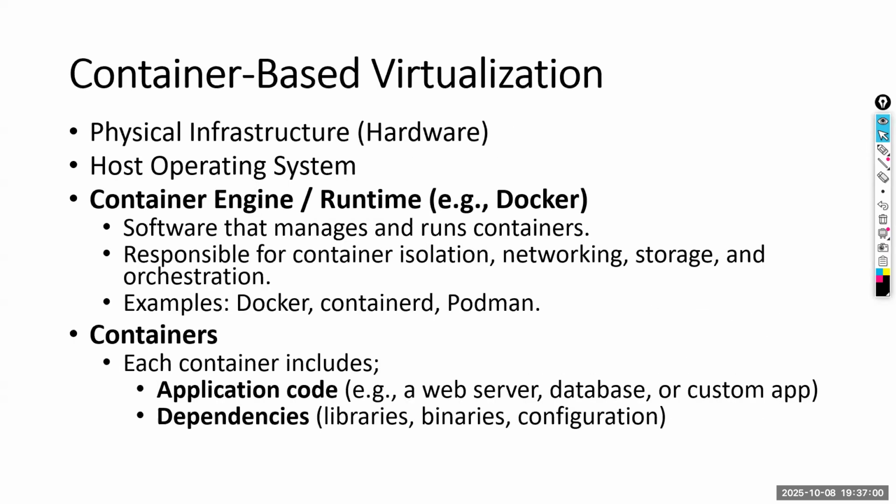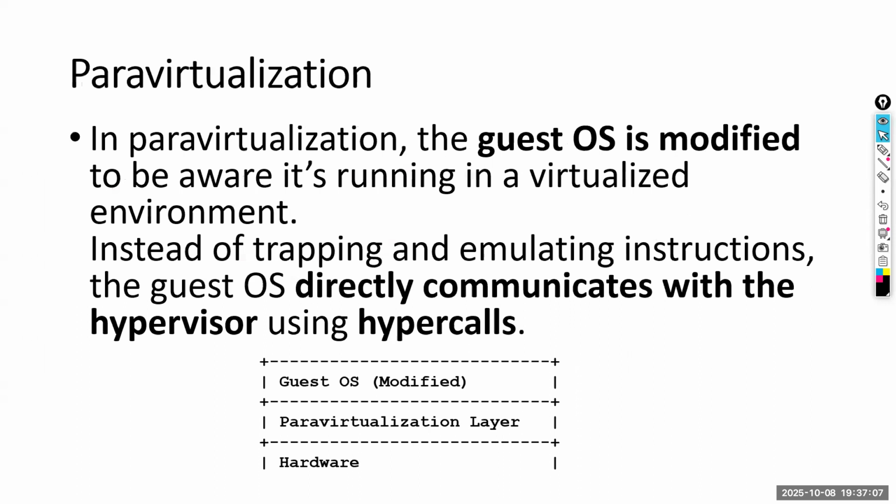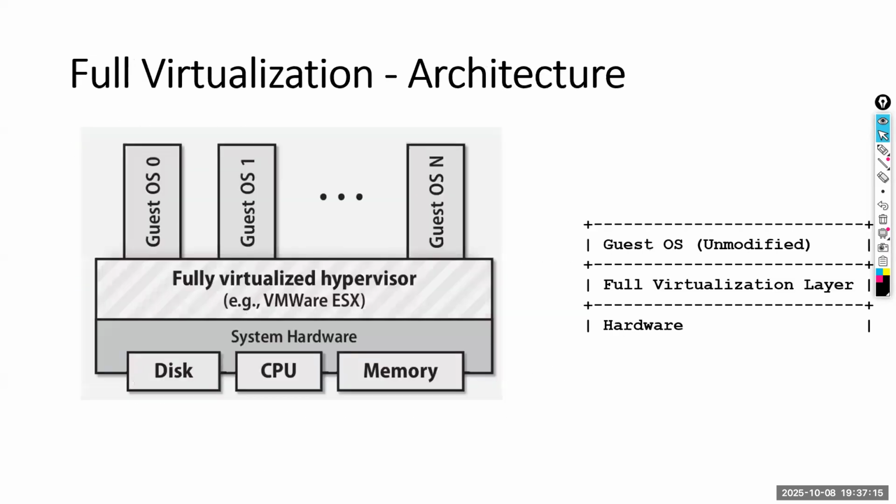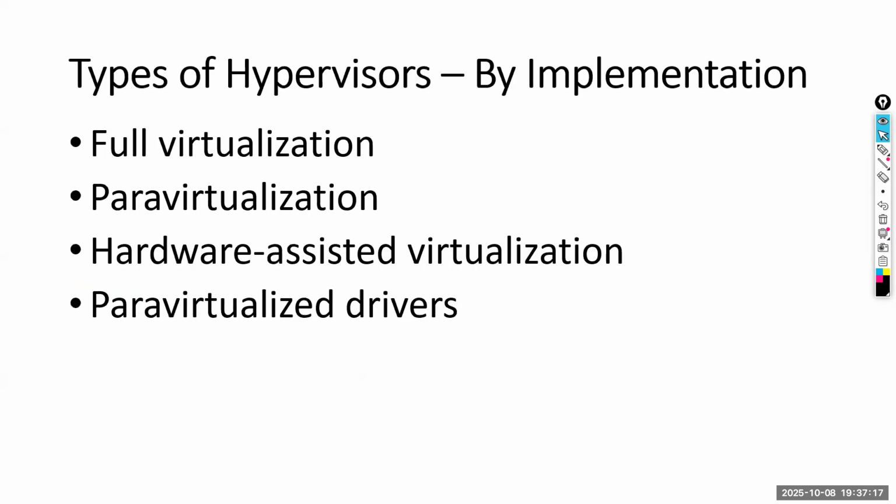Right. So now we move on to another subtopic. Now that classification is over. What was that second one? The first one is type 1 versus type 2, that is bare metal versus host. The second classification is full virtualization, para-virtualization, hardware-assisted virtualization, and para-virtualized drivers. This last one is mostly used together with either of the others, rather than alone.